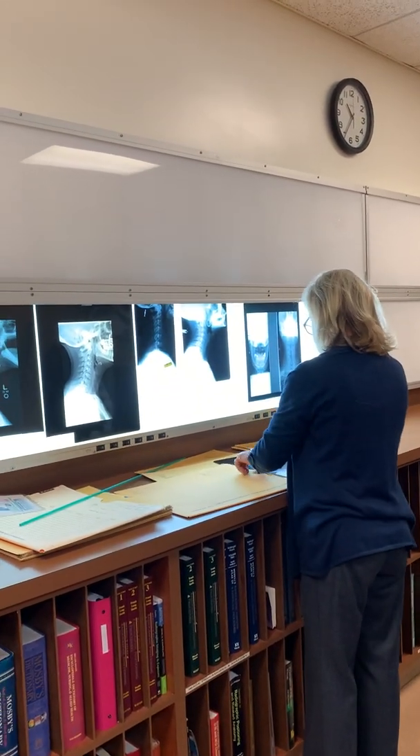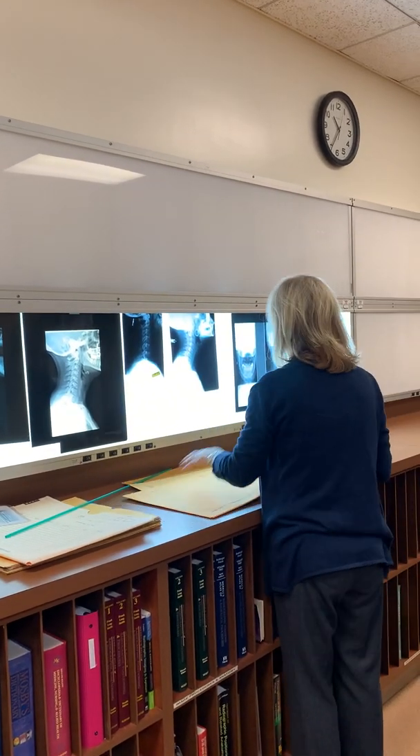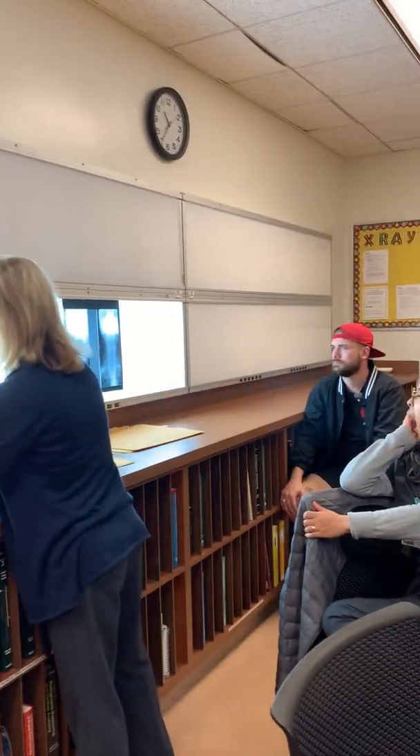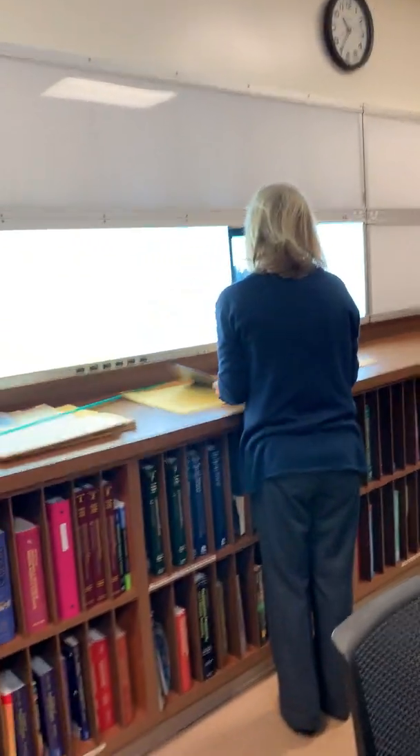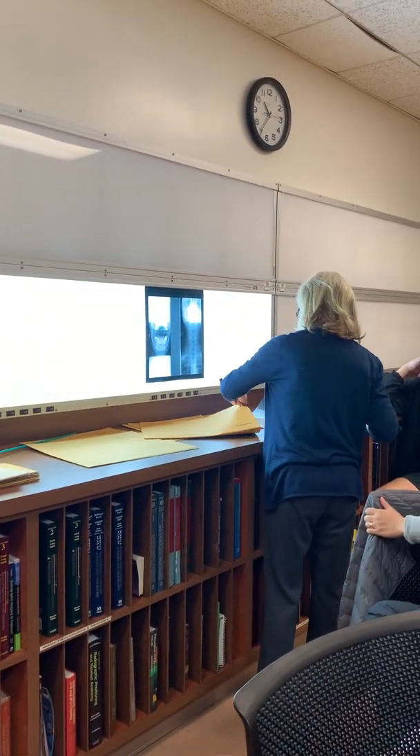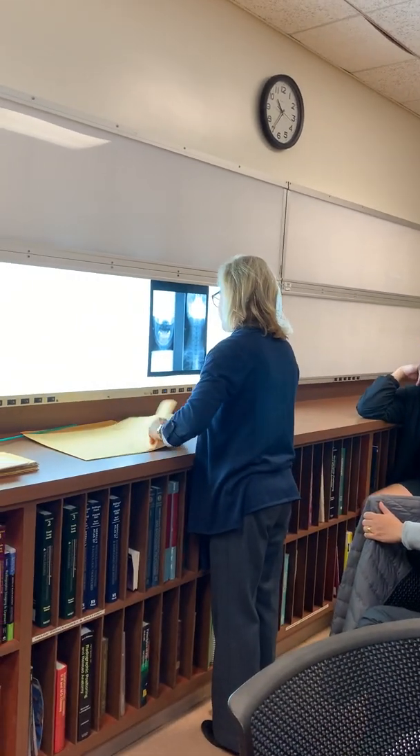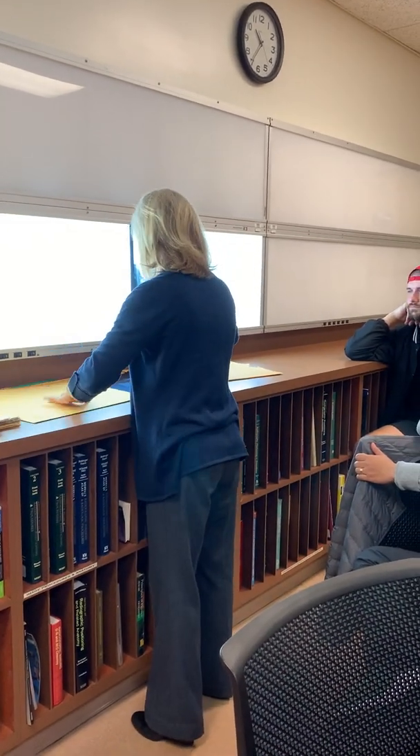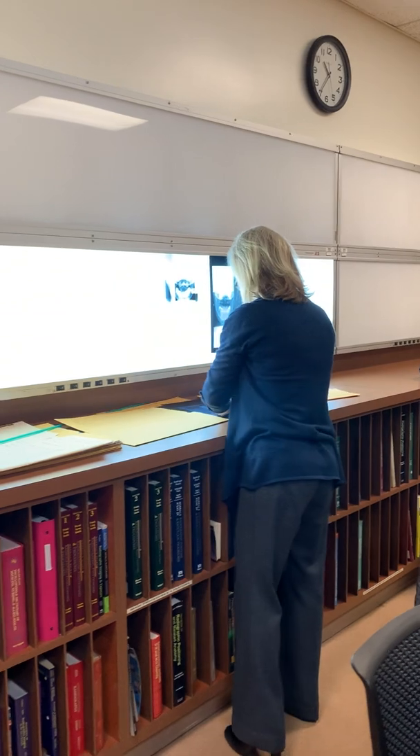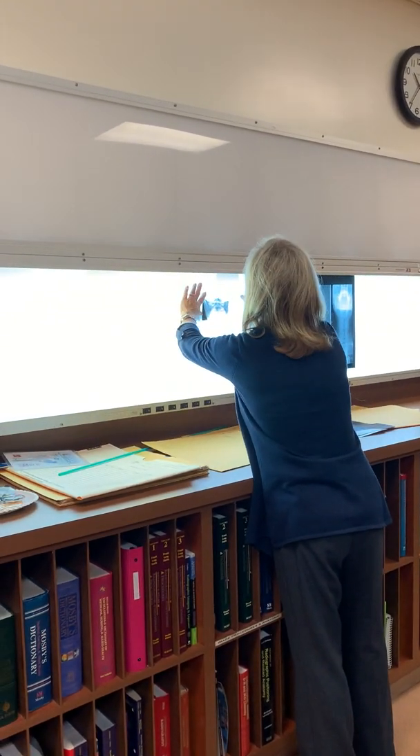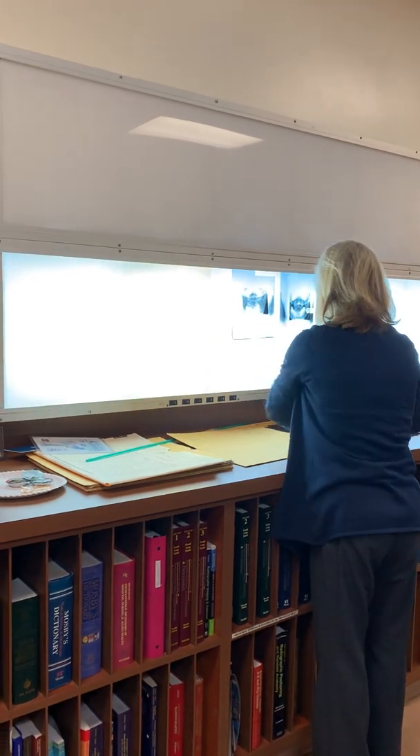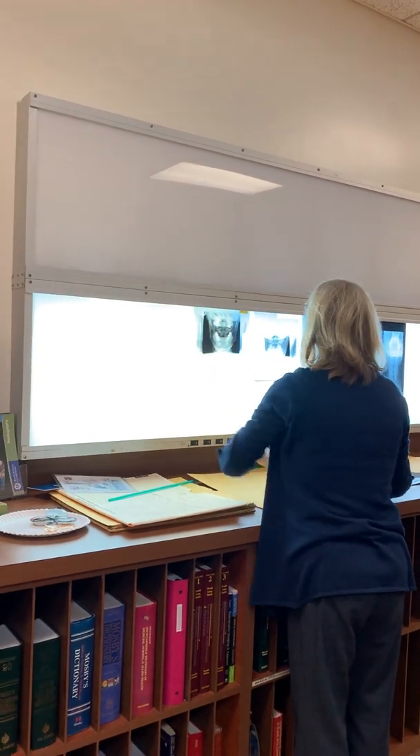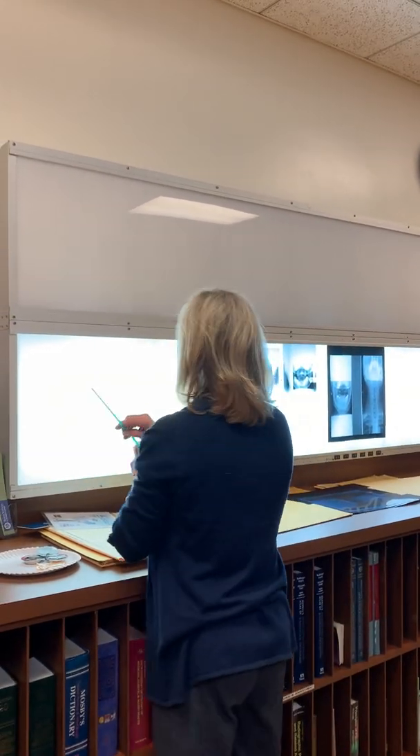We could use some collimation here. Okay. All right, put them off the odontoid.